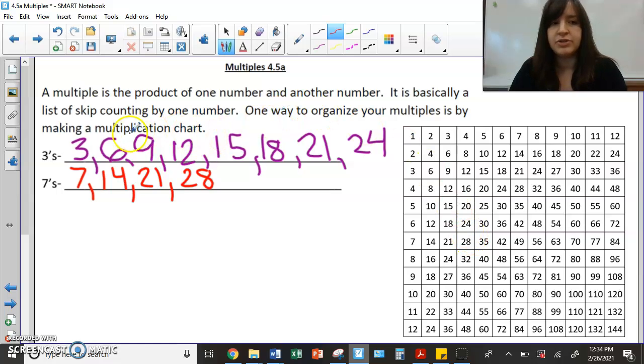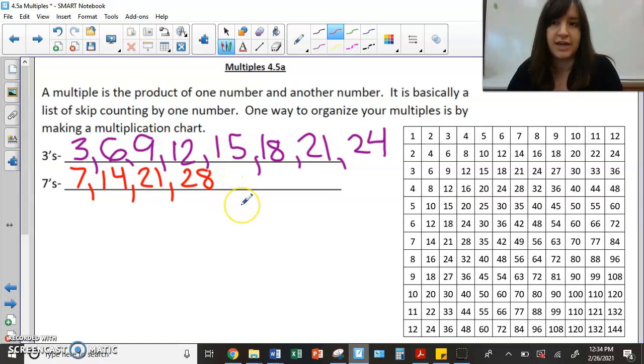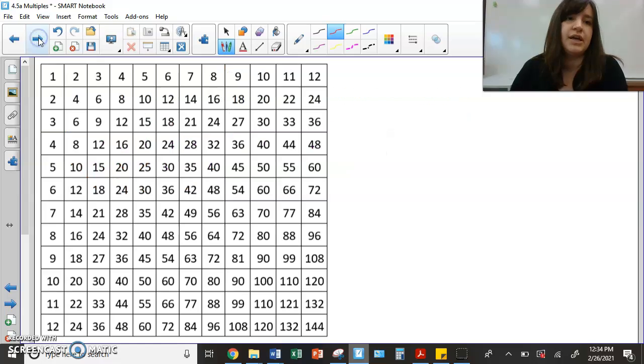Also I want you to notice how with the 3s it took us a longer time to build up to 24, whereas with our 7s we got up to 28 in only 4 numbers. That's because 7 is a larger number than 3. So when you're skip counting by a larger number, it's going to build up to a bigger number quicker than the smaller number. So these are our multiples of 3. These are our multiples of 7. There's not a set place of where you're going to stop if you're just talking about multiples. Here's a larger picture of your multiplication chart, which just shows all of your multiples.